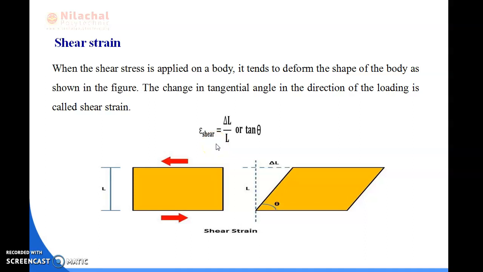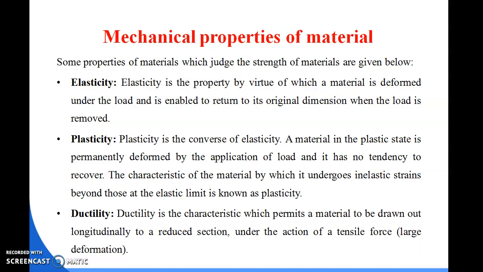So the next one is mechanical properties of materials. Okay, any kind of material possesses some properties like elasticity, plasticity, ductility and brittleness. These are some properties of the material. According to the type of material, the properties change and vary. In mechanical properties of materials, you will study various kinds of mechanical properties.